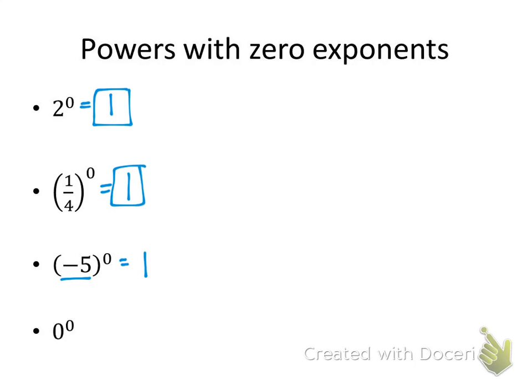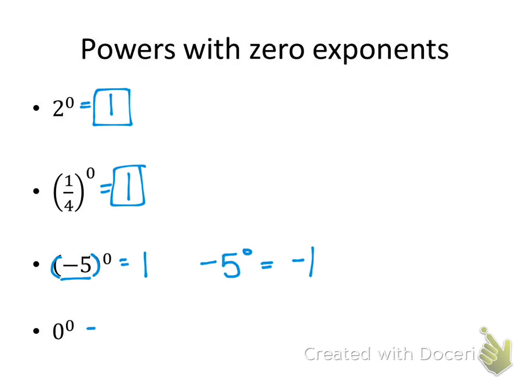Now let me stop right here on this one. The 5 is in parentheses, which means my answer is going to be a positive 1. However, if this was your problem, negative 5 to the 0 power, your answer would be negative 1. Anytime that base is not in parentheses and it has an exponent of 0 and it's a negative number, your answer will be negative. But because this one was in parentheses, we knew it was positive.